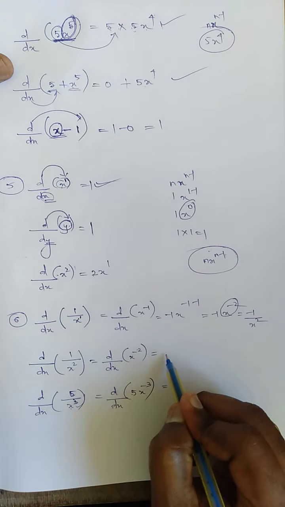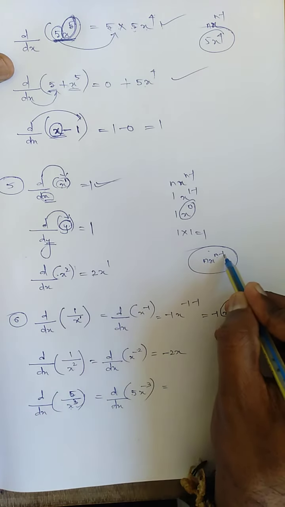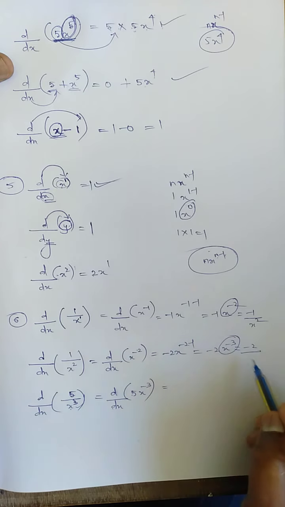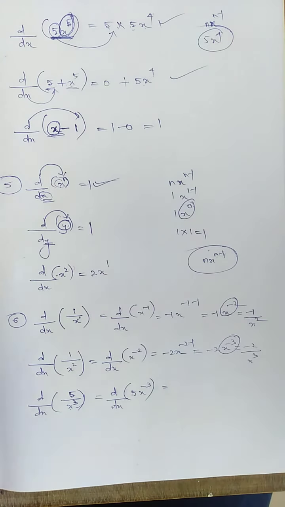Now for the same x power minus 2, what is n here? Minus 2. Minus 2 x power n minus 1, which is minus 2 minus 1, so minus 2 x power minus 3. Minus 2 remains as it is, and x power minus 3 comes down and becomes x cube.